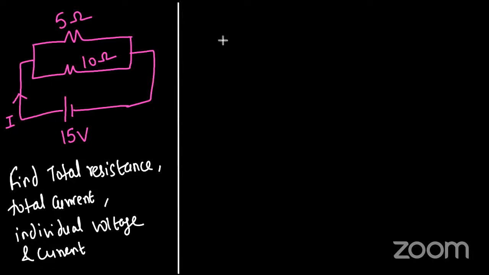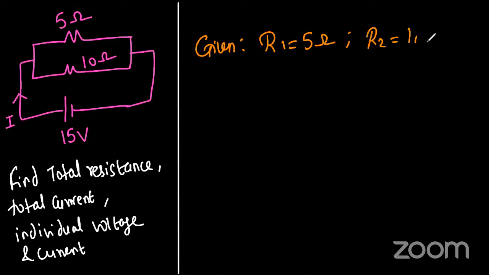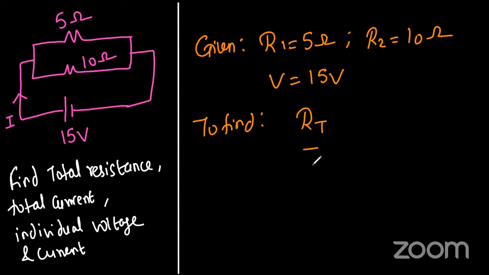First I'll get the given. So what is the given? Given is R1 is 5 ohm, R2 is 10 ohm, voltage is 15 ohm. You given, and what is to find? To find is total resistance, that is RT, total current, that is I, then VR1, VR2, IR1 and IR2. Okay? These are the points to find out. Now the circuit is parallel, it's not a series. Okay, it's a parallel circuit. And these are the given points.